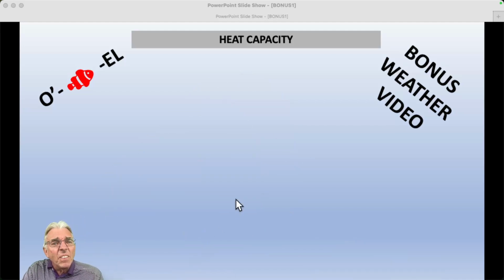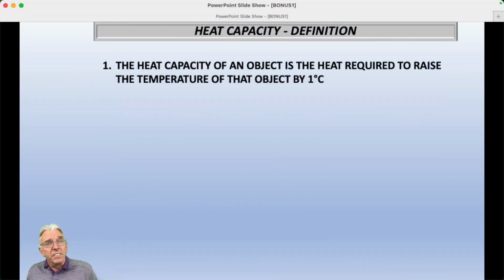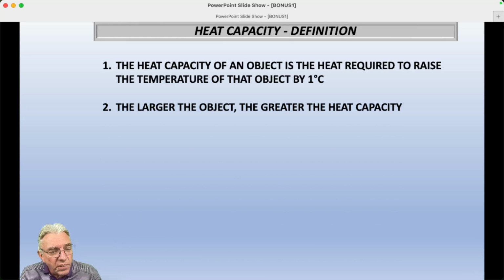All right, so let me put myself down here in the corner and let's talk about the definition of heat capacity. The heat capacity of an object is the heat required to raise the temperature of that object by 1 degree Celsius, or 1 degree Kelvin if you prefer, and the larger the object, the greater the heat capacity. So obviously the ocean is going to have a much greater heat capacity than a puddle of water.